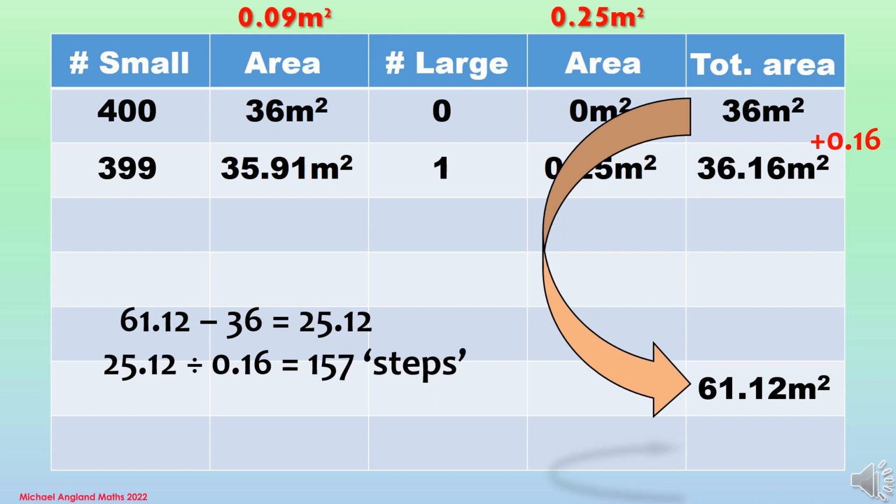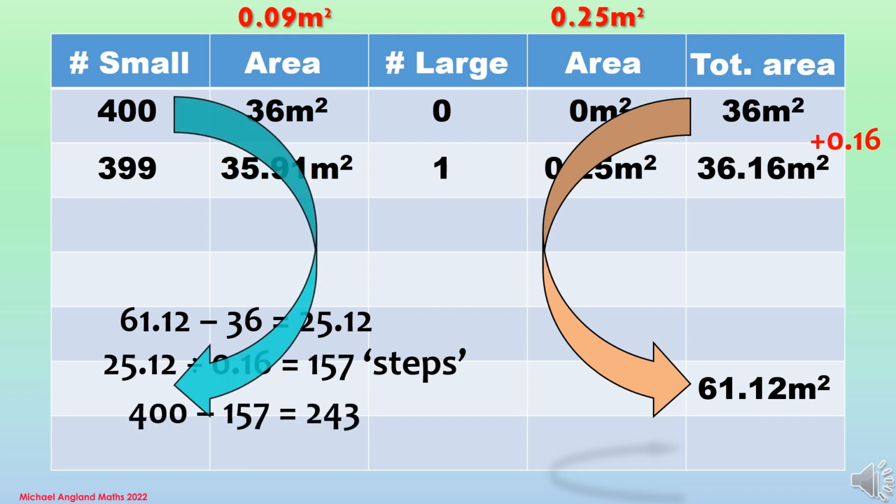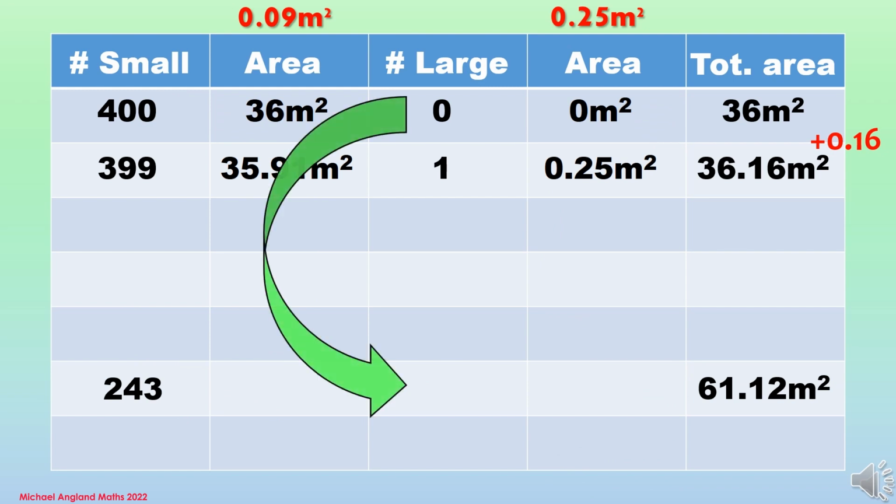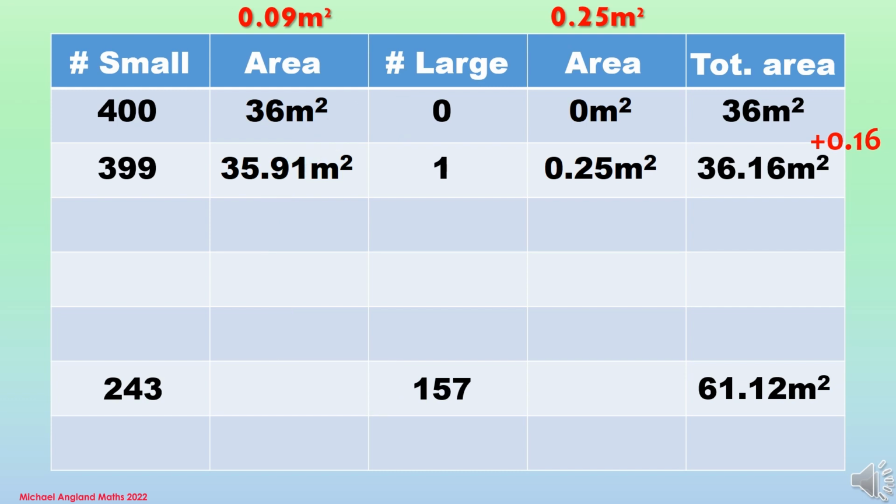Now, the number of small tiles, if it goes down by 157, that means we'll have 243. And if the number of large tiles goes up from 0 by 157, we will have 157 of them. 243 times 0.09 square meters is 21.87 square meters, and 157 times 0.25 square meters is 39.25 square meters, which gives us a grand total of 61.12 square meters.